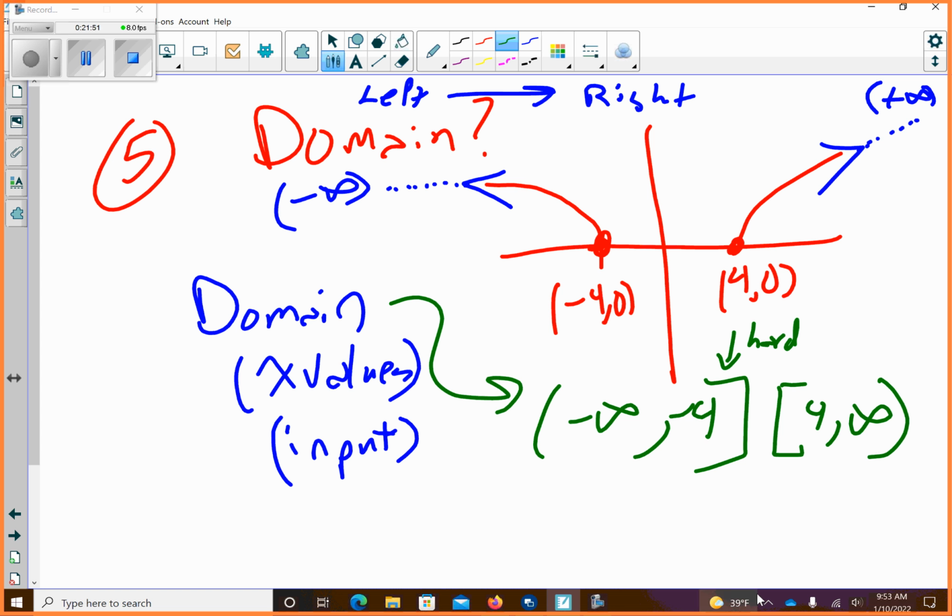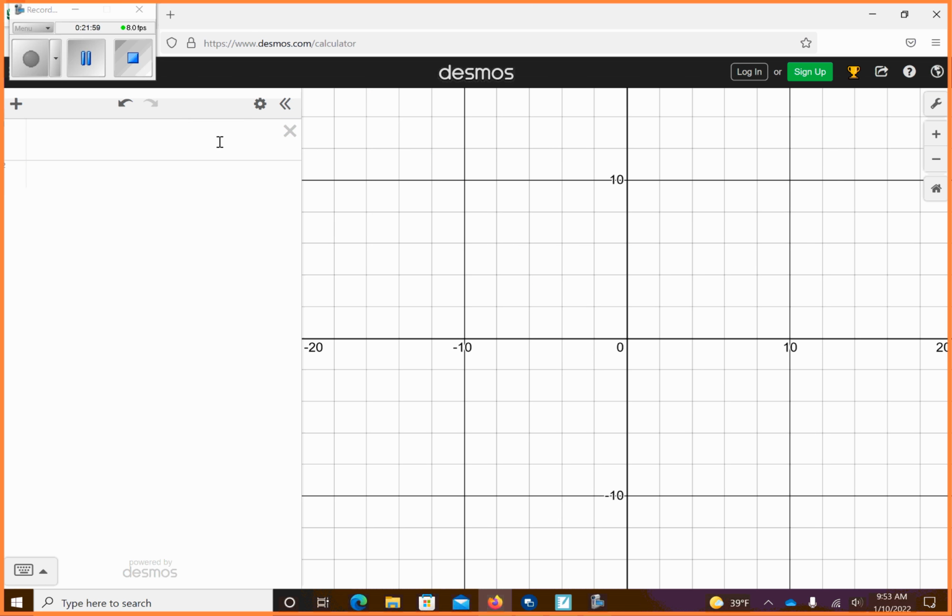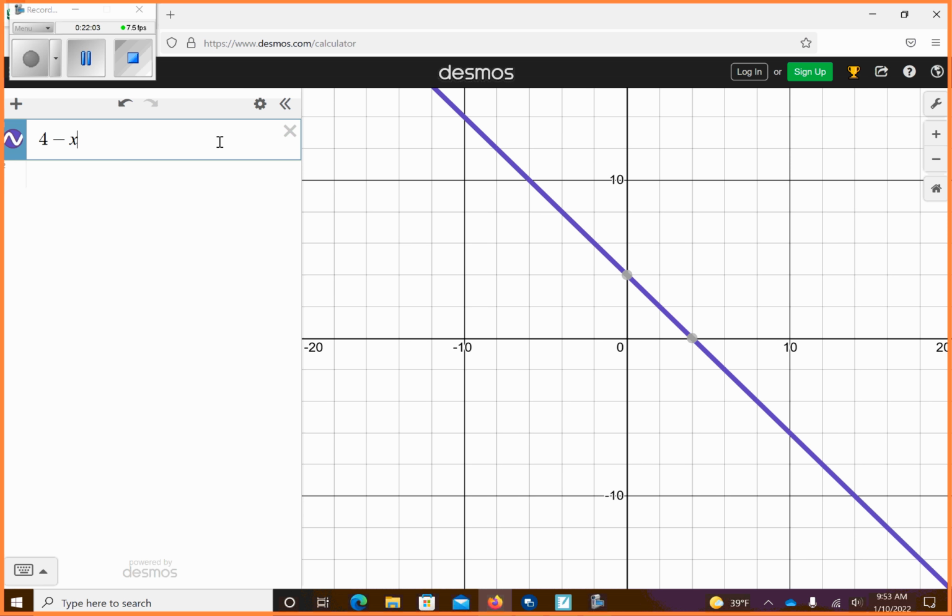I also want to take a look at number 6. I was just going to do the odds, but we'll do number 6. I'm going to do it 2 different ways. The first way I'm going to do it is this: I'm just going to type it in as it sits on Desmos.